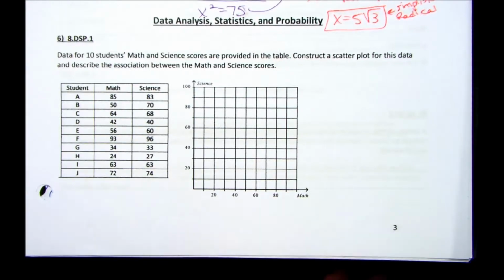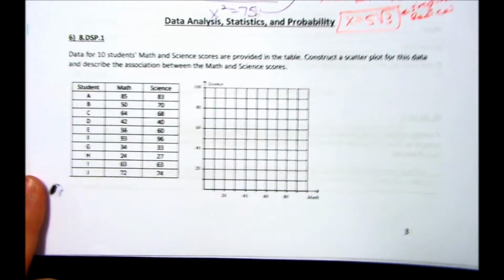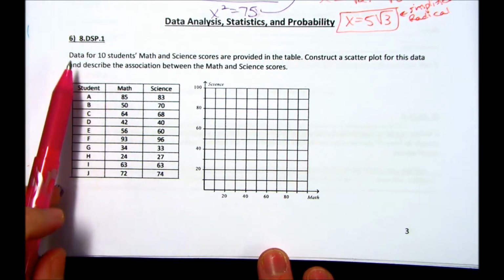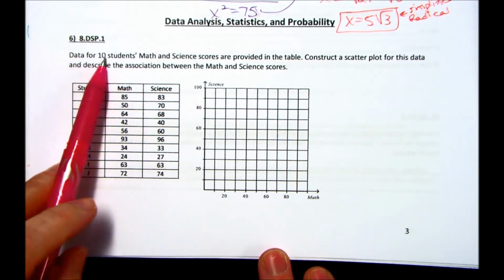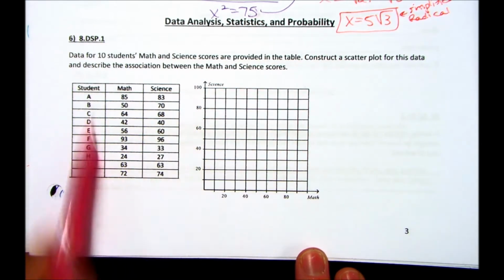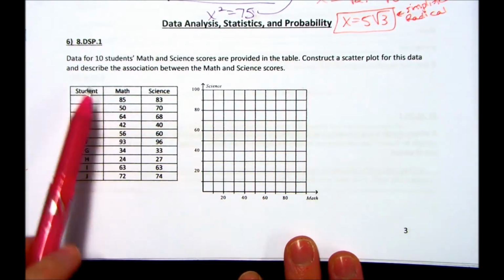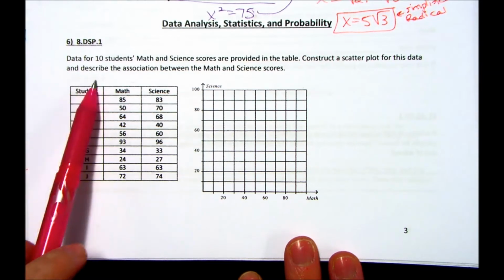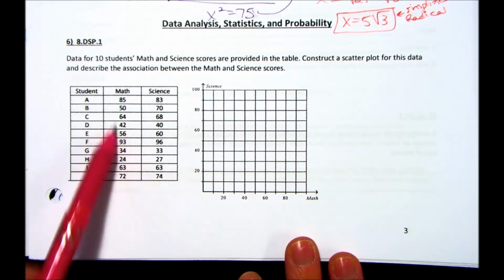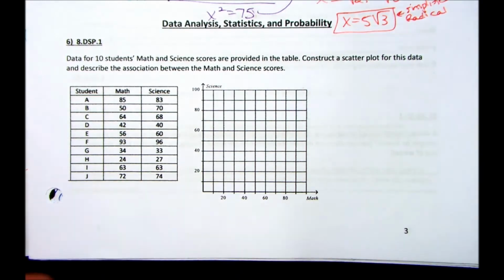These are problems that I think will be similar to some of the things that you might see on the ISTEP. So in this first problem, number 6, data for 10 students' math and science scores are provided in the table. So here's our table. Construct a scatter plot for this data and describe the association between the math and science scores. So using this data, first of all, I'm going to graph it.